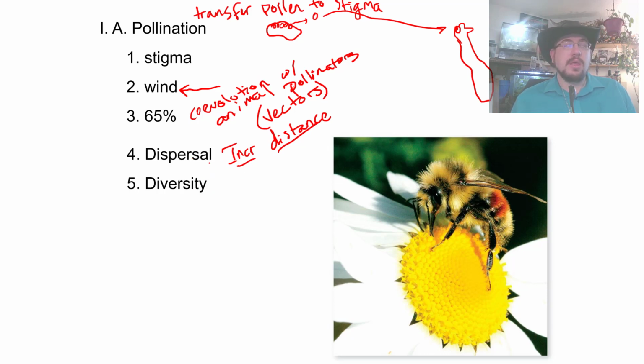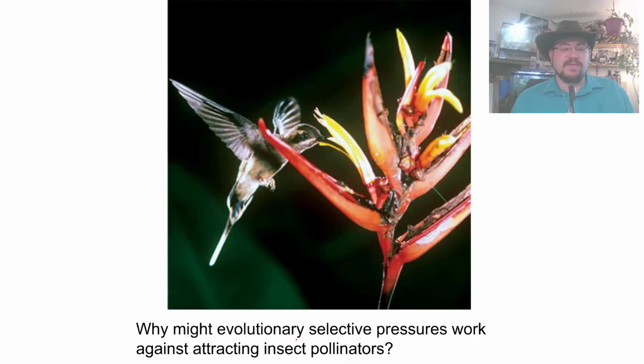So increases essentially the gene pool available for breeding. Right? So having animal pollinators gives you an increased gene pool for breeding, increased mates. And since flowers co-evolved with pollinators, we have a large diversity dependent on their particular vector or vectors. So there's a significant diversity of pollinators and flowers.